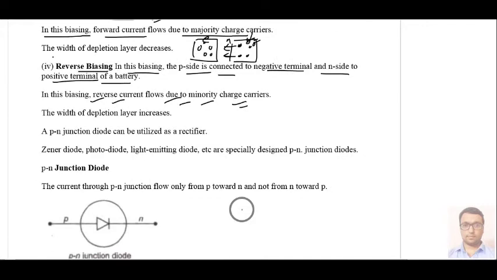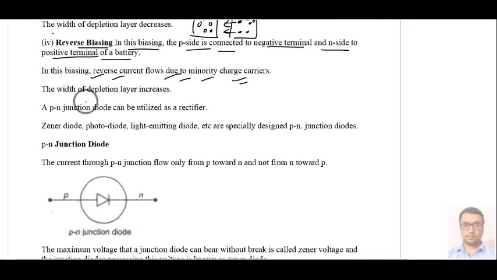After that, we have one point: the width of the depletion layer increases in reverse biasing, which means more fusion will take place between holes and electrons. Then we have some common applications. A PN junction diode can be utilized as a rectifier, and then we have the Zener diode, photodiode, and the light emitting diode, often called LED, which are specially designed PN junction diodes.